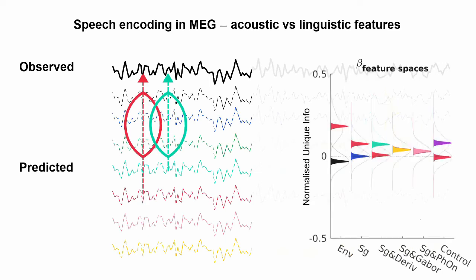That's one nice result. Then we can also look at unique information, and there we see that actually the turquoise thing ends up having unique information which this red fancy feature space doesn't have.